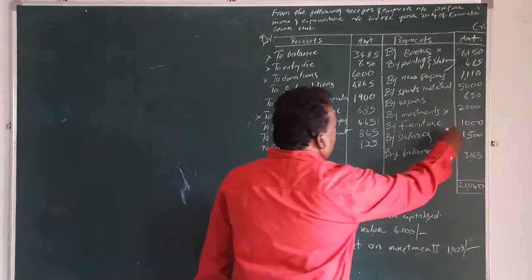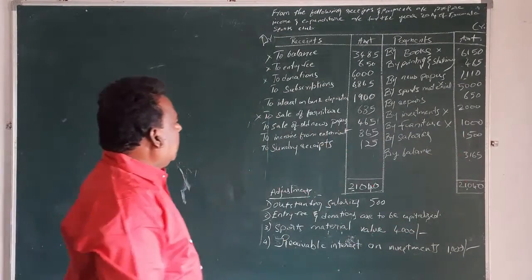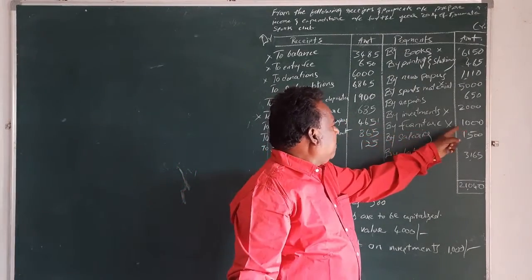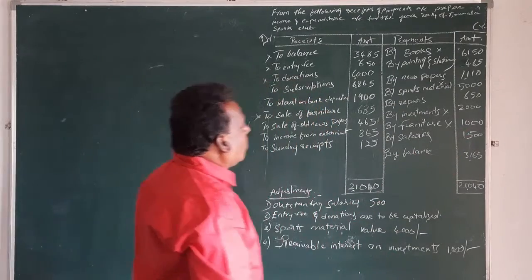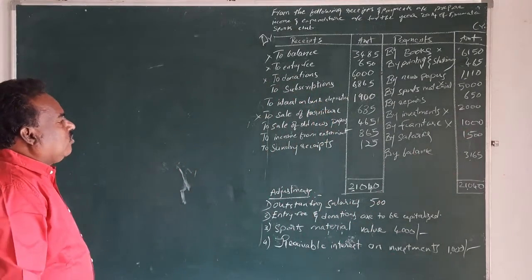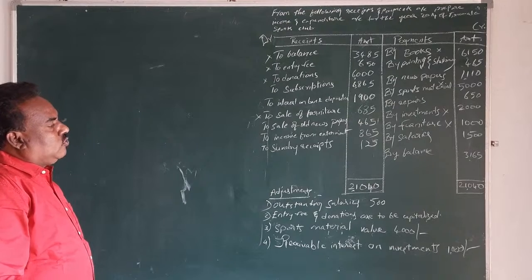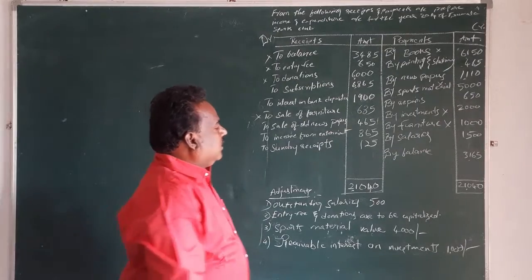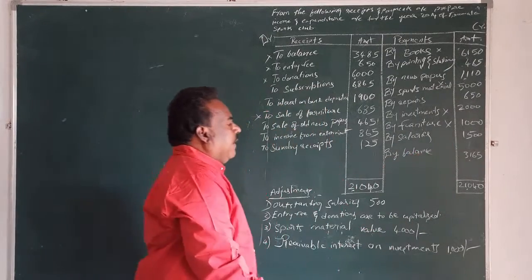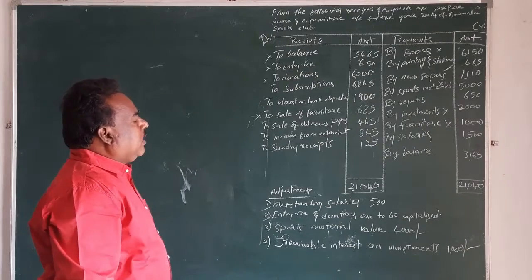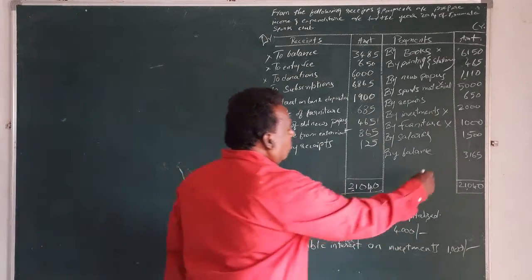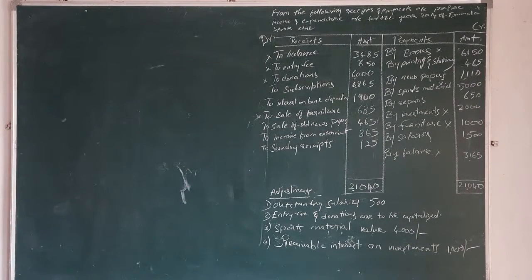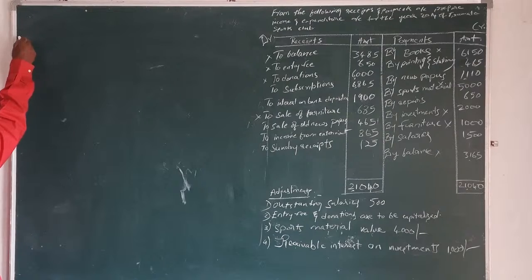Similarly, furniture: sale of furniture 685, cost of furniture 1,000. There is a depreciation, so it must be a loss. It must be debited to the income and expenditure account. Salaries are also revenue expenditure. The balance is not taken into consideration. So we shall try to prepare the income and expenditure account for the year ended.